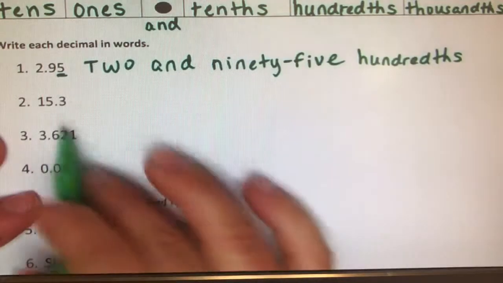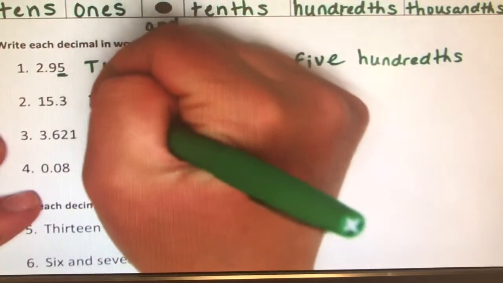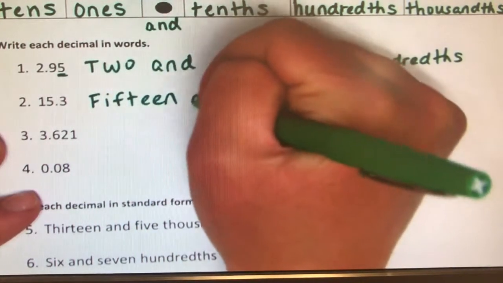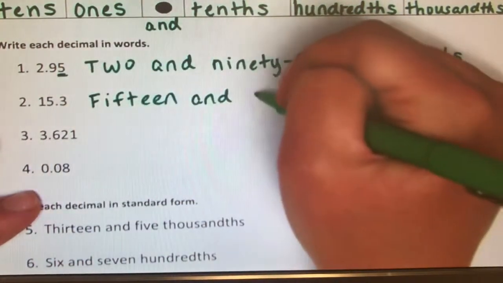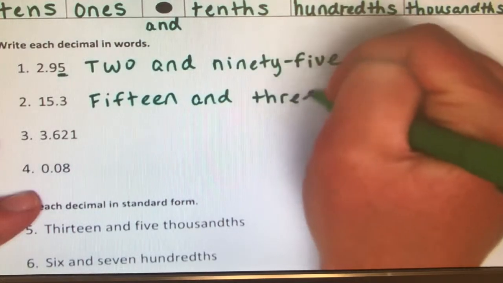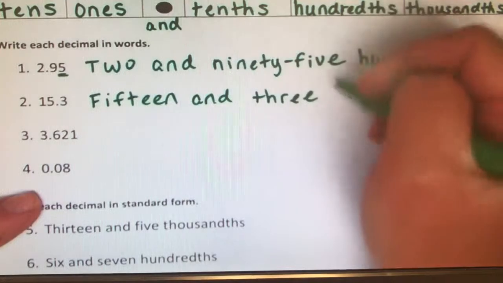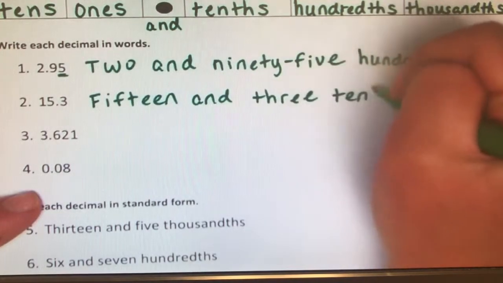Let's look at number 2. We have the whole number 15, we got to the decimal, and the number 3. 3 what? What place is the 3 in? It's in the tenths place. So we read this as 15 and 3 tenths.